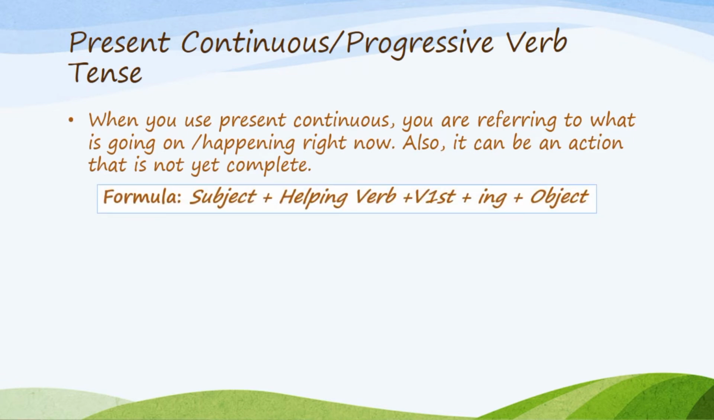We have a structure here, or we can say the formula of present continuous tense, which is subject plus helping verb plus first form of verb plus ing plus object. As I told you before, the helping verbs which we use in present tense are always is, am and are, right? With these we will be using the first form of verb and ing, which we call the fourth form of verb, right? So the verb first form plus ing is also known as the fourth form of verb. Clear? Alright, we have some examples here.